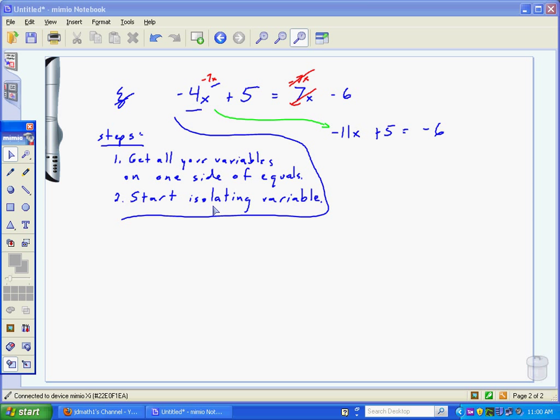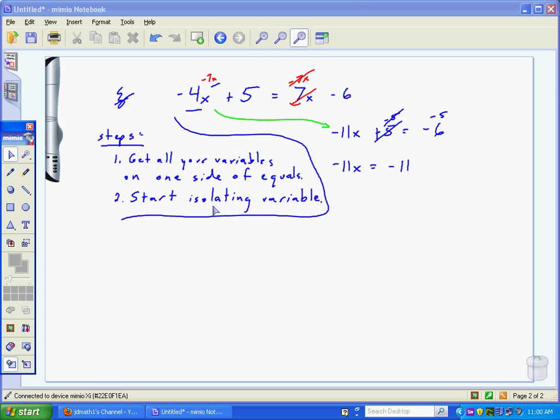So step 1's done. Now I can just start isolating. In this case, I want to minus a 5 first away from the left-hand side. So 5 minus 5 cancels, and I'm left with 0 there. So rewrite negative 11x equals negative 6 minus 5 more is negative 11.